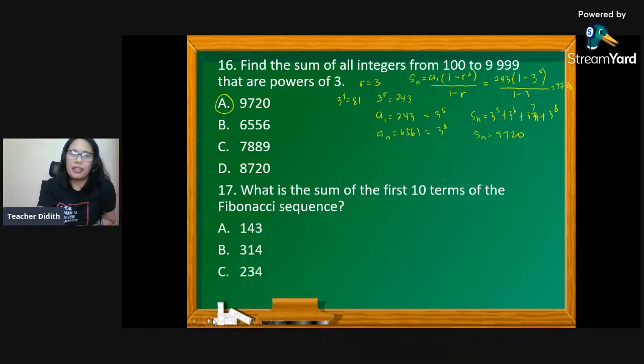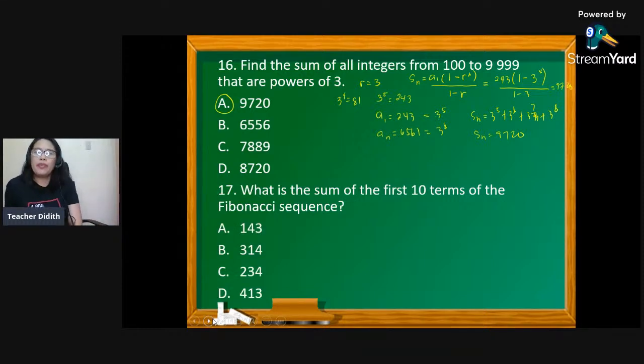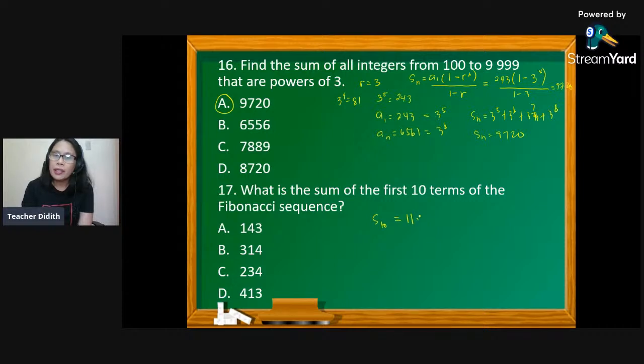Okay. Another. What is the sum of the first 10 terms of the Fibonacci sequence? Although we can easily solve for that manually, there's this property that I discussed with you, no? The sum of 10 consecutive terms, not necessarily the first 10 terms, is equal to 11 times the seventh term, 'di ba? And if we identify the seventh term of the Fibonacci sequence, this is 13, so 11 times 13 gives us 143. Okay, so the answer is A.